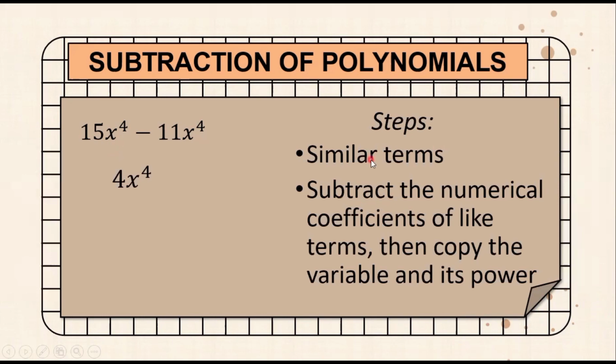Following now the steps, we have identified first, if the given expressions that you are going to subtract are similar terms, after identifying whether they are similar from each other, you subtract the numerical coefficients of like terms and then copy the variable and its power. Take note, do not forget what is meant by numerical coefficient. When we say numerical coefficient, we are dealing with the numerals, okay, before the literal coefficient. Okay, yung number before nung variable na x. Okay, yun yung numerical na sinasabi natin.